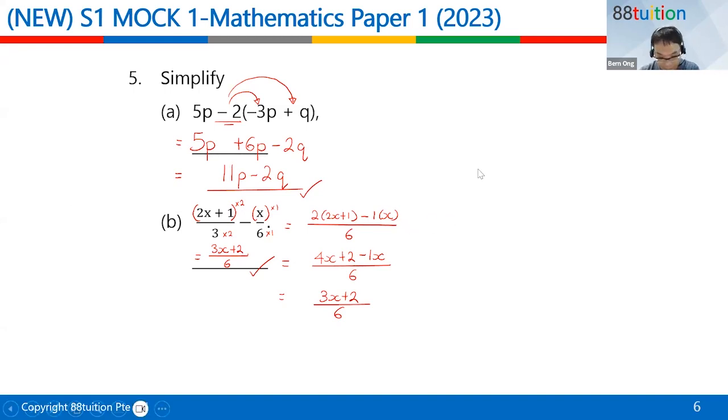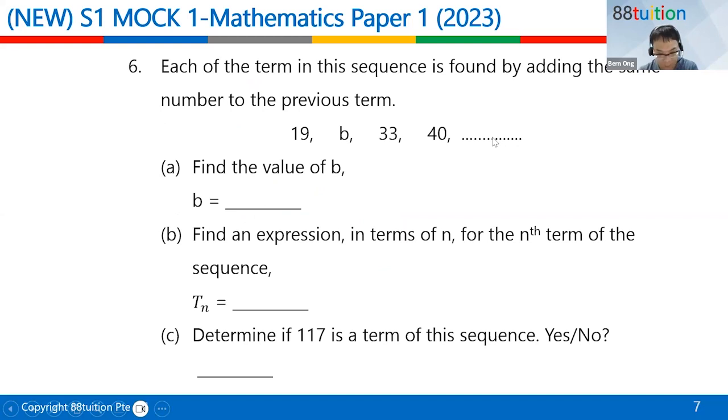Question 6, number pattern. Each term in this sequence is found by adding the same number to the previous term. So down here, 33, how to get to 40? Plus 7. So 19 must plus 7, because they say it's adding the same number. The question says it, not me. 19 plus 7: 19, 20, 21, 22, 23, 24, 25, 26. Is it true? Let me try. 26 plus 7. Is it 33? 26, 27, 28, 29, 30, 31, 32, 33. Correct. So B is 26. Lock it in.